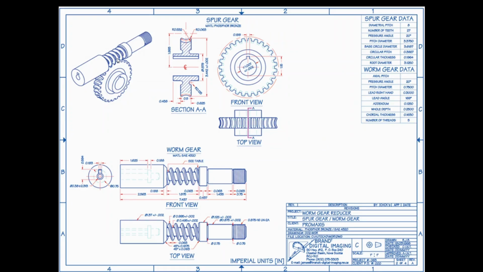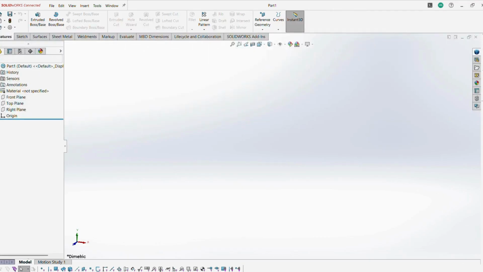Now we are going to learn how to model this spur and worm gear. First one is a spur gear. Here we have three different kinds of views that clearly explain the dimensions in the front, top, as well as section views. Also the data about the pitch diameter, circular thickness, root diameter, and all the respective information under that.